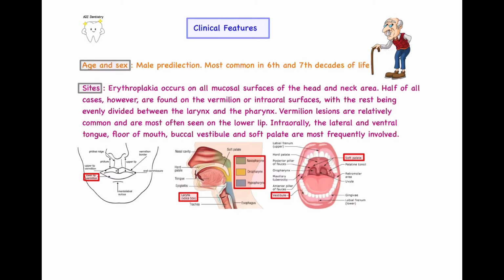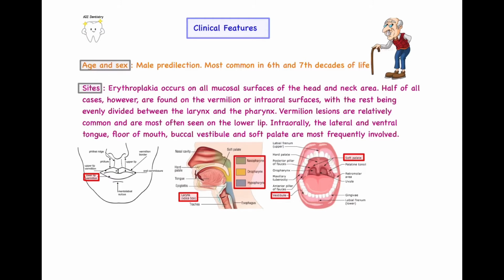Coming to the sites, erythroplakia occurs on all the mucosal surfaces of the head and neck area, right? Half of all the cases are largely restricted to the vermilion border as well as to various intraoral surfaces, and other cases have been equally divided between the larynx as well as pharynx. Now these vermilion lesions of the erythroplakia are relatively more common, and these are more commonly found on the lower lip, right? Now this was about the extraoral.